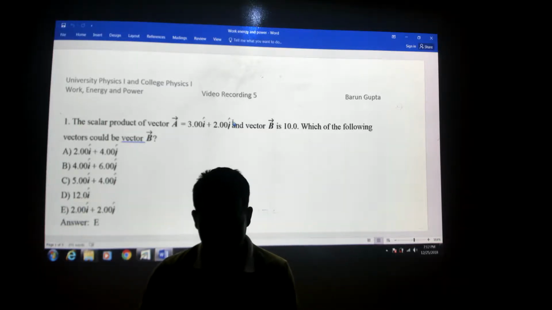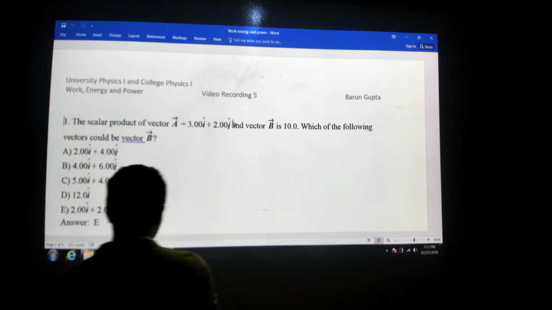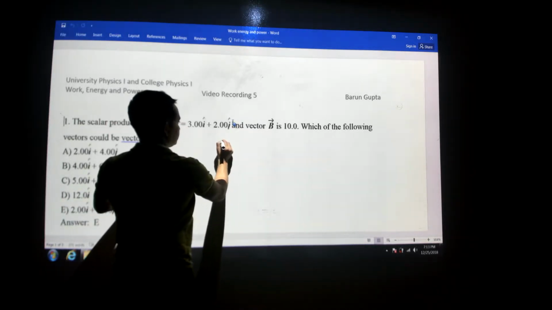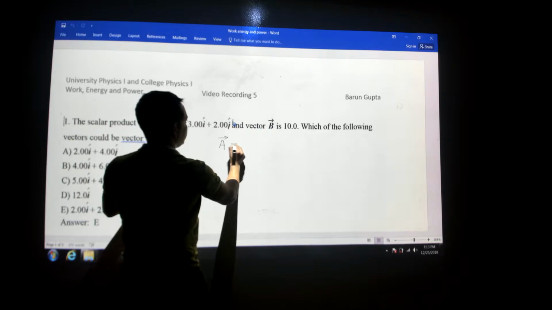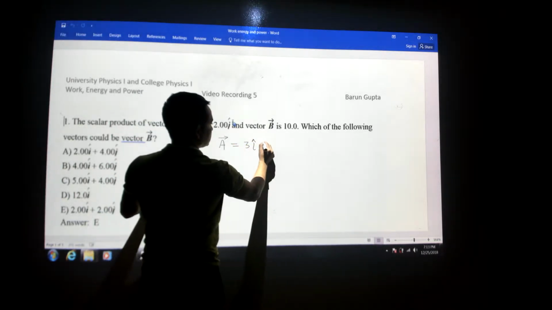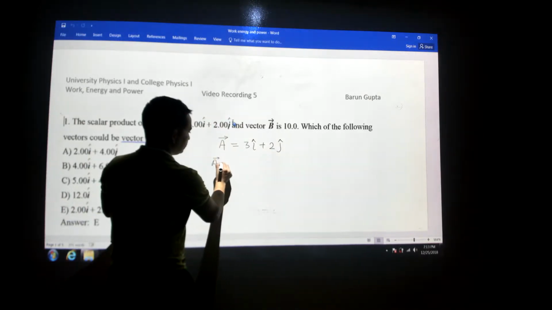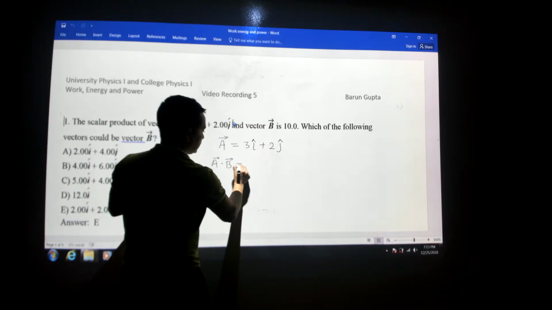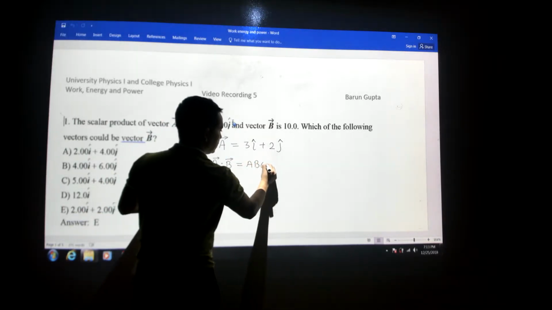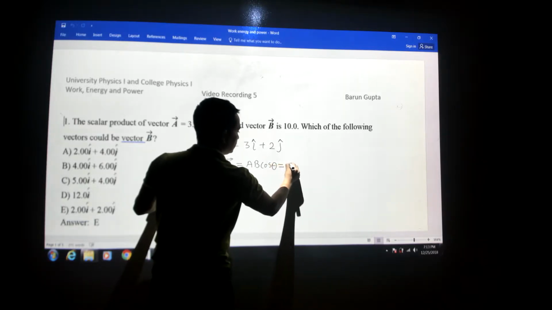So in this problem, you are given two vectors, a vector and b vector, and you are also given the dot product, or the scalar product, of the two vectors, and you have to find out what the second vector is. The given a vector is 3i plus 2j, and a vector dot b vector, which is equal to ab times cosine theta, is equal to 10.